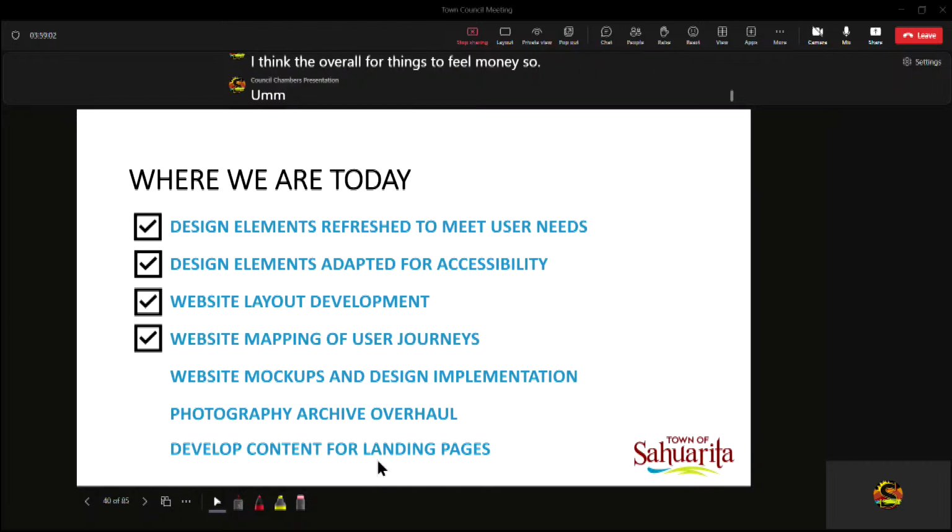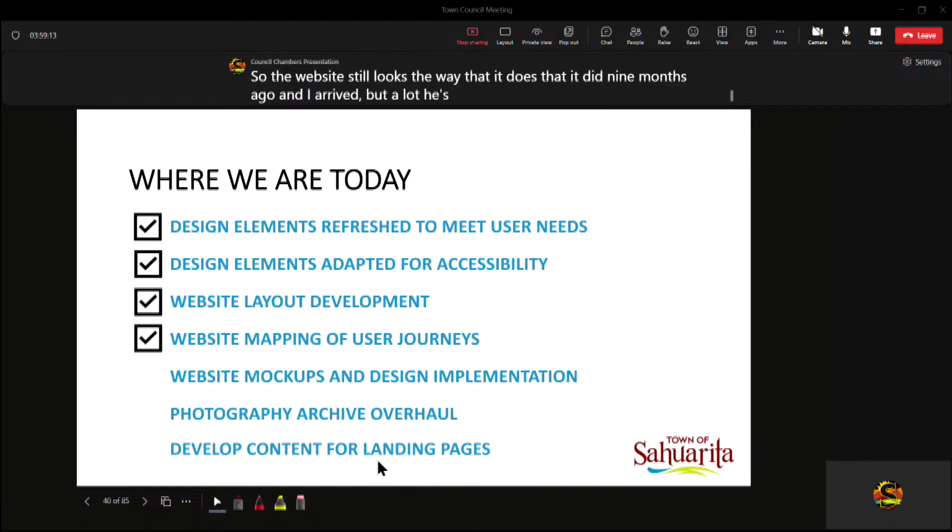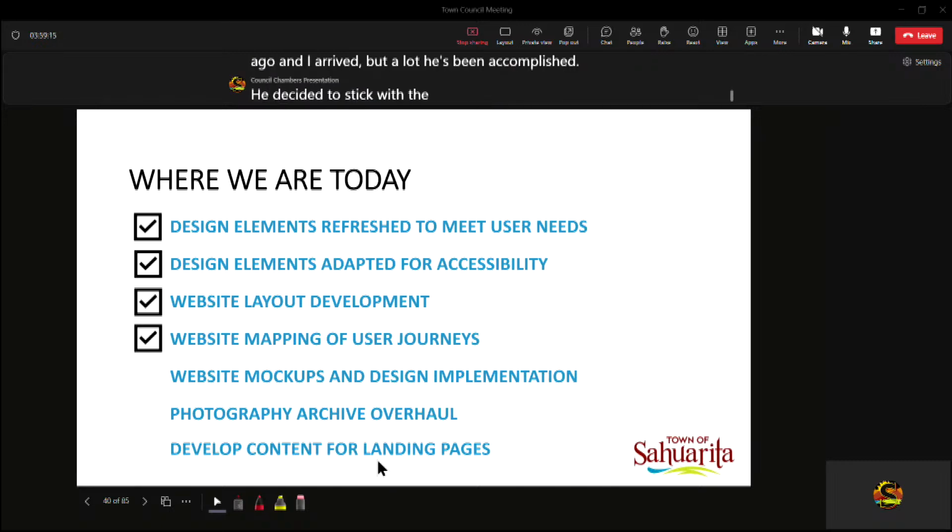So where we are today, we've accomplished quite a bit, although it's all been on the back end. The website still looks the way it did 9 months ago when I arrived, but a lot has been accomplished. We've decided to stick with Civic Plus.